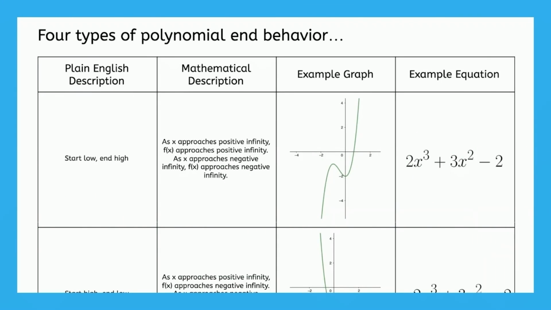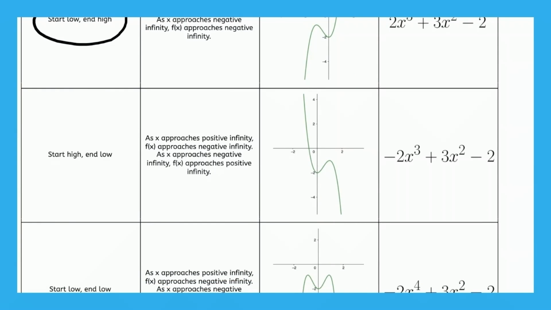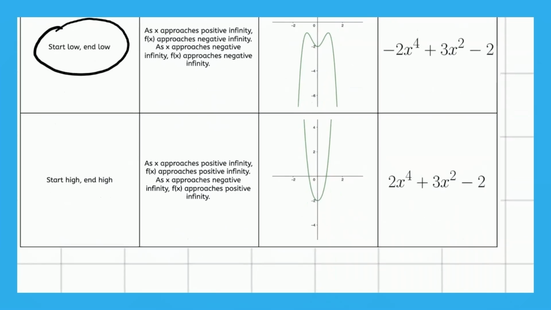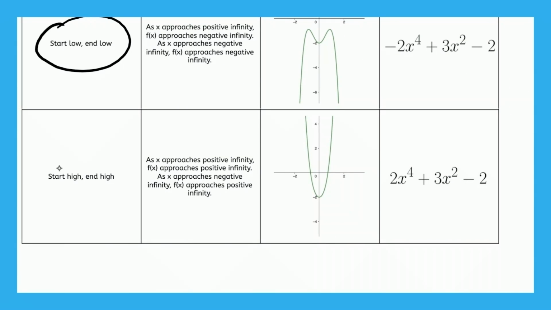So there are four specific types of polynomial end behavior that we're going to talk about. The first one, in plain English, we could call start low, end high. The second one is start high, end low. And we'll talk specifically about how each of these look on the graph and how to describe these mathematically. The third one is start low and end low. And the fourth and last one is start high and end high.